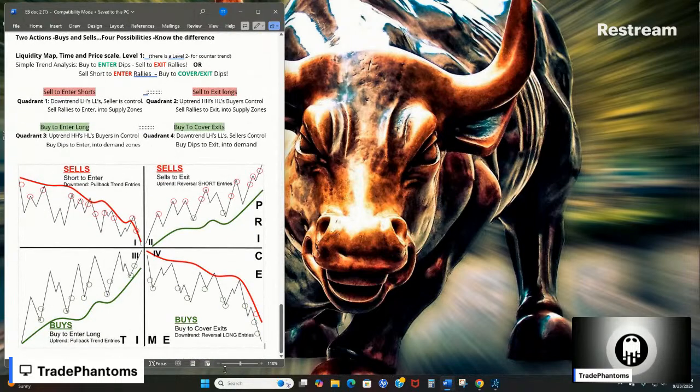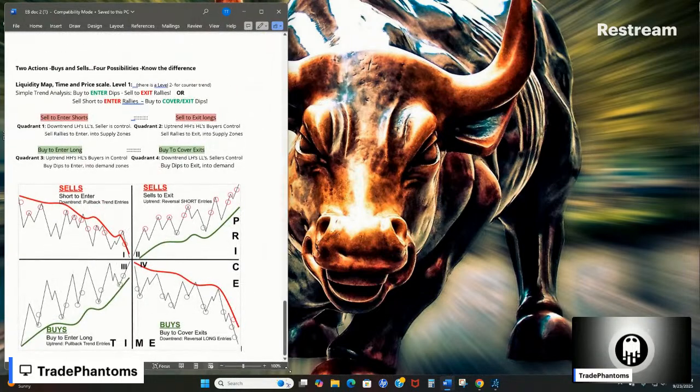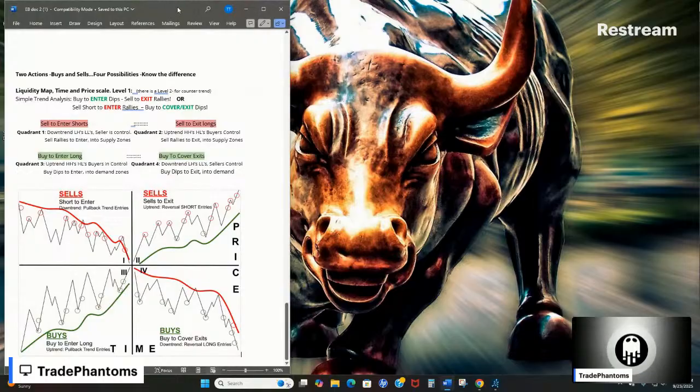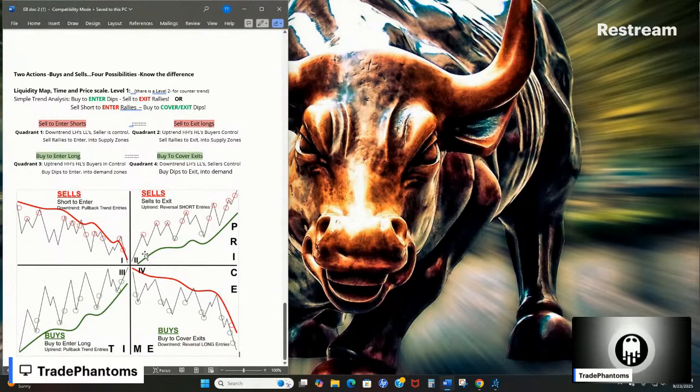Scoot down into the liquidity map, super important. We talk about this with a lot more time and space to learn this. This is what we kind of call the liquidity map: 2 action buys and sells, but 4 possibilities: buy to enter, buy to cover, sell to exit from longs, or sell short to enter. And we talk about this mean reversion, extension, etc.